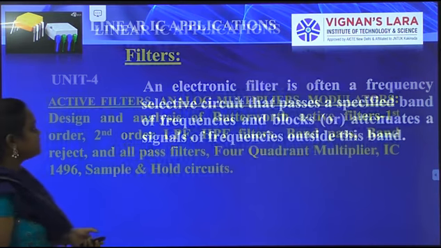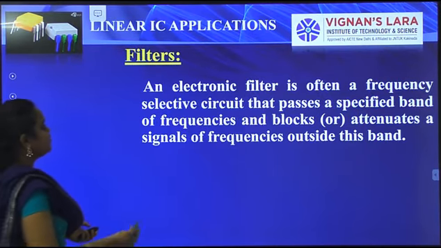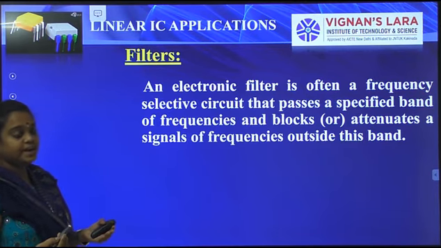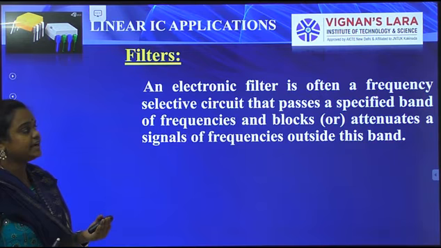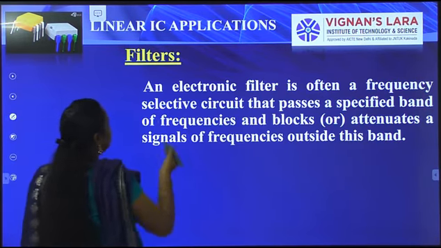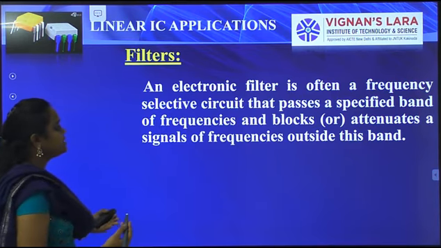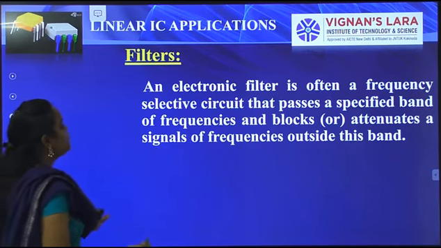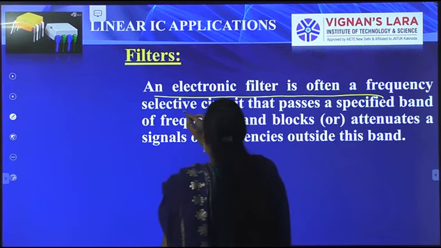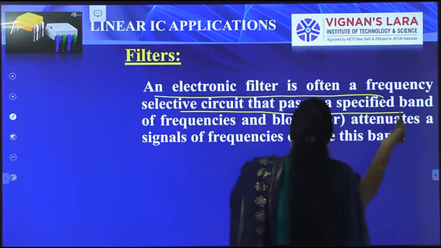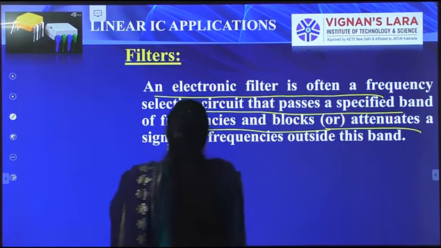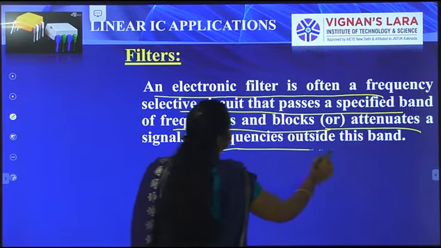First of all, what is meant by a filter? We have to filter the input for attaining high gain and an efficient output. We already know about filters. To filter the input, we have the electronic filter. An electronic filter is often a frequency selective circuit that passes a specified band of frequencies and blocks or attenuates signals of frequencies outside this band.